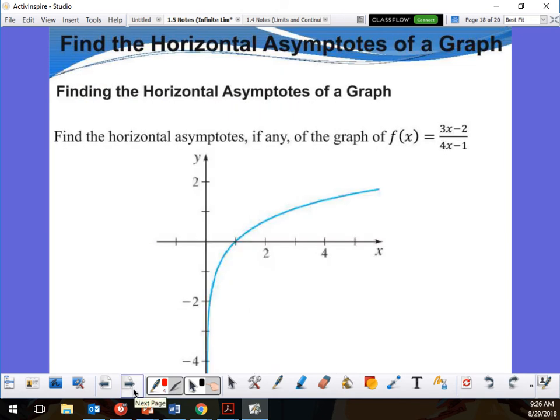Okay, finding horizontal asymptotes of a graph. Now, for this one right here, what can I do for this one? Does it look like there's going to be an asymptote here? One, two, maybe? Okay, so to find horizontal asymptotes, I want to find where it's equal to 0. So for this one right here, I'll take the top.